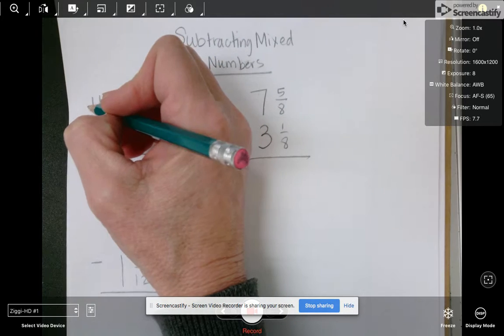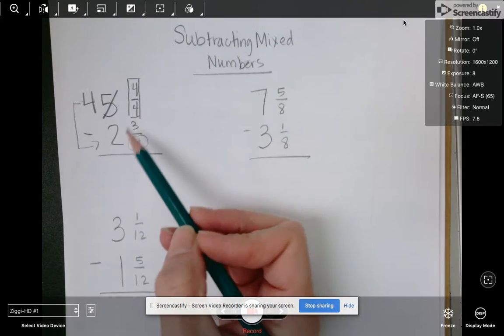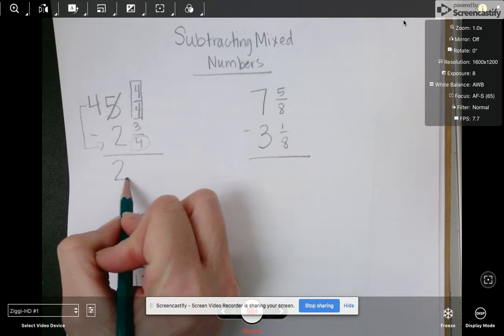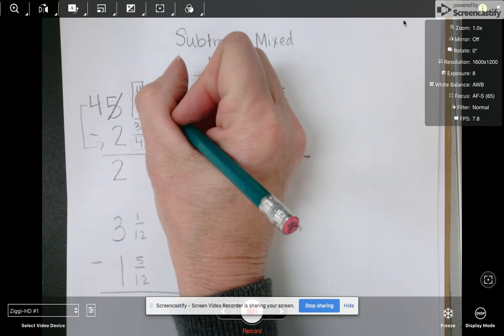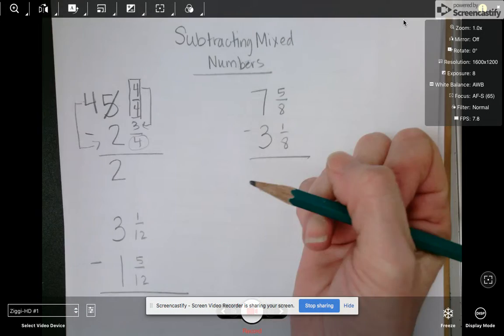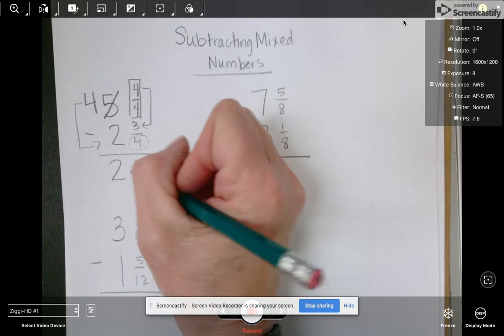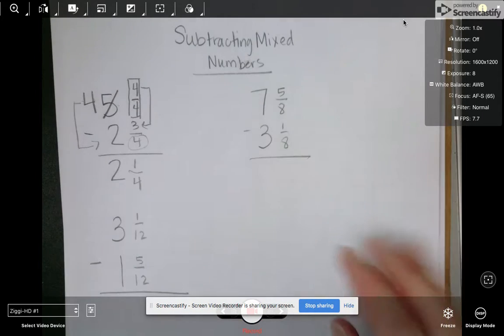Now we are ready to subtract the wholes, so we have 4 minus 2. That's going to give us 2. Then we subtract our numerators, 4 minus 3, which is going to give us 1, and we keep the denominator the same. Our whole doesn't change.